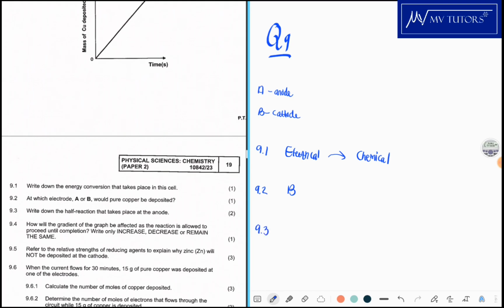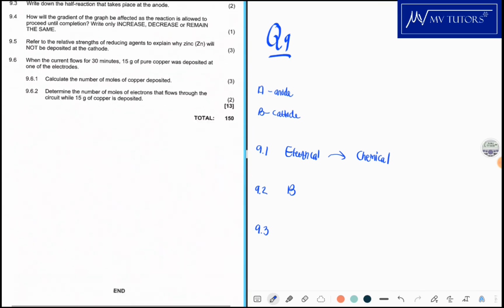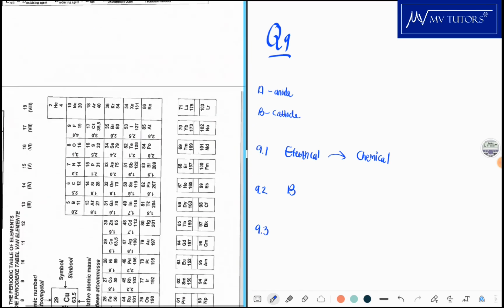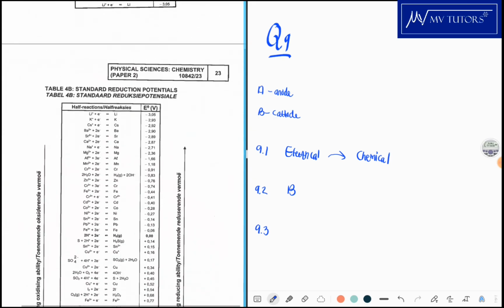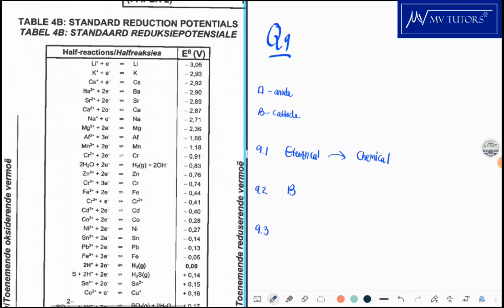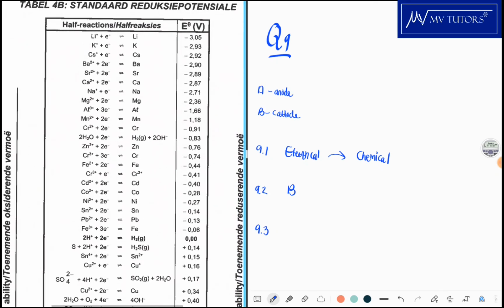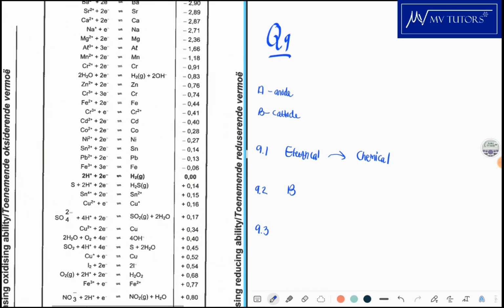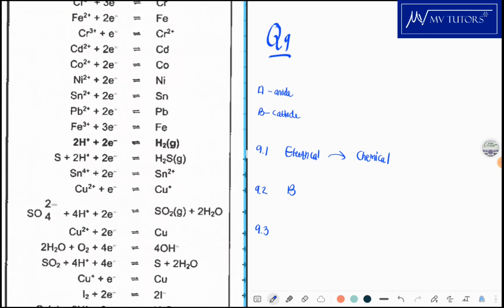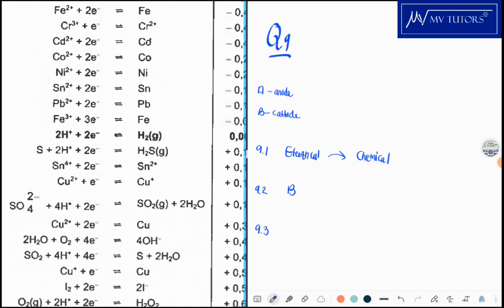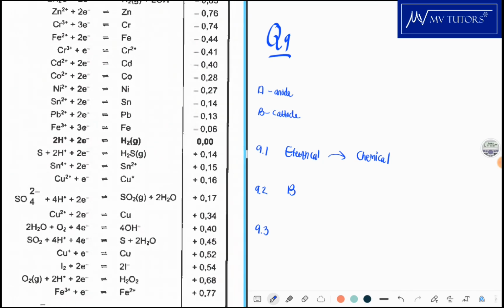9.3, write down the half reaction that takes place at the anode. All right, so whatever takes place at the anode, remember we're going to swap what is given on the table around. Okay, so let's go look for copper. Copper 2 plus. So not this one where it's copper 2 plus with 1 electron. We need copper 2 plus with 2 electrons.